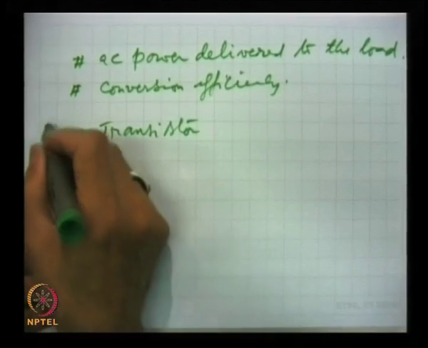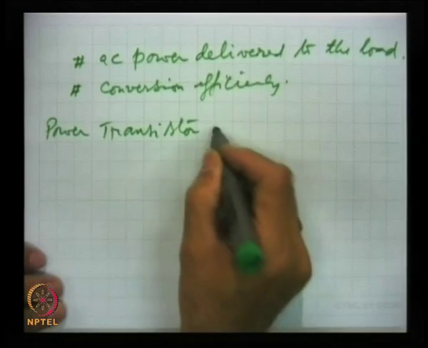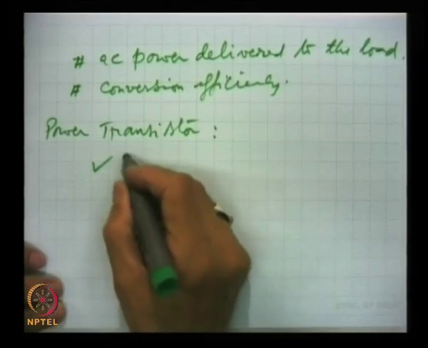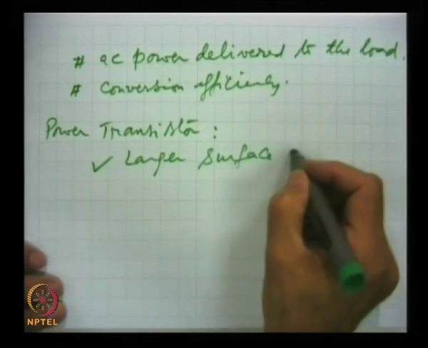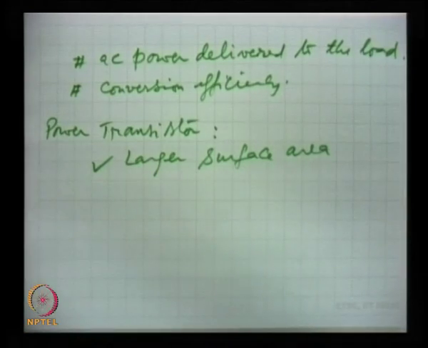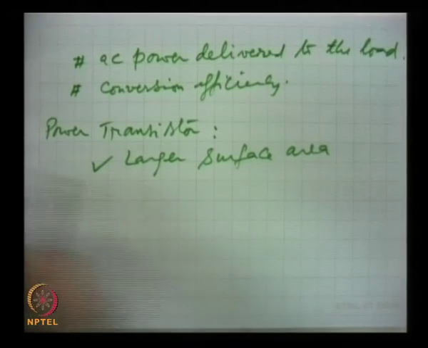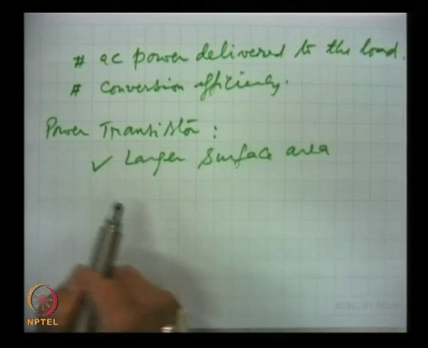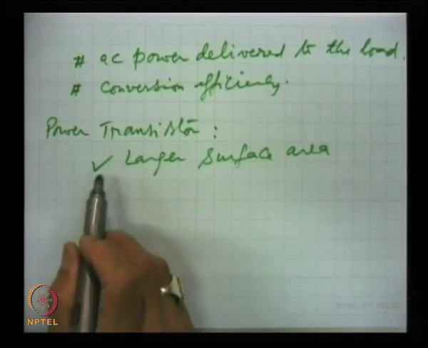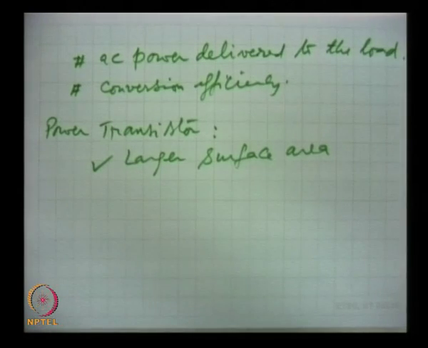So, the power transistor should have larger surface area as compared to small signal transistors, so that it can handle large powers. Now, when the device is dealing with large powers, then heating will be created.